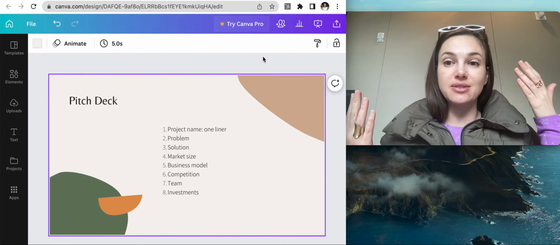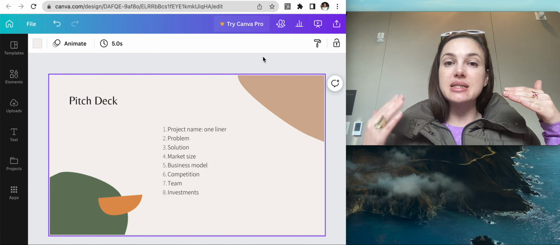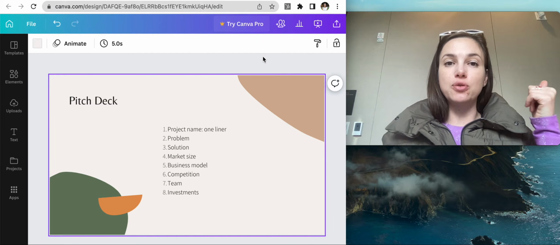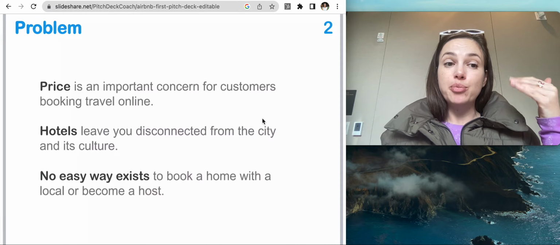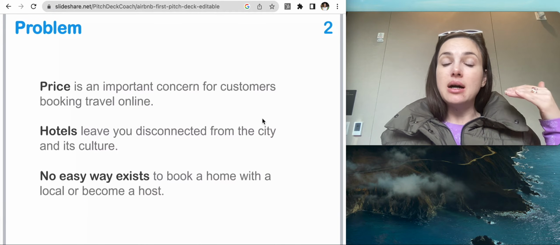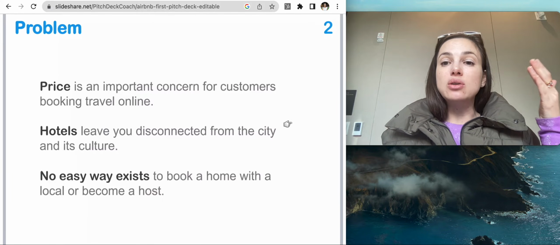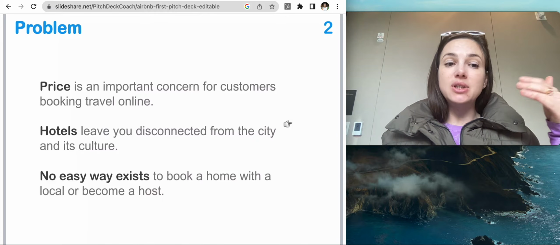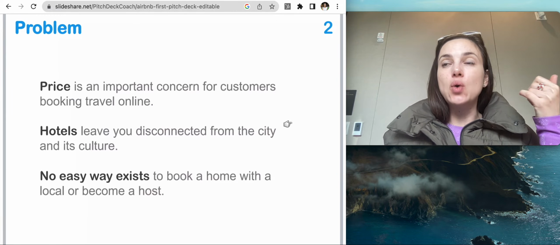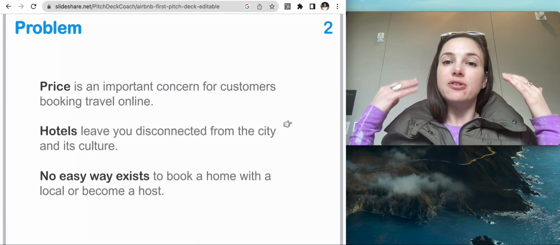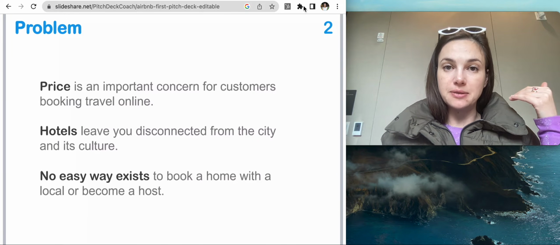Next, slide number 2, you have to explain the problem that exists on the market, because you create your product not because you think it's very interesting, beautiful, etc. You create your product because you think there is some problem on the market and you solve this problem. So if we look at Airbnb, they talk about price, that it's very expensive to book hotels when you travel. You don't get in touch with the city when you live in a hotel. And there is no way to book a home with locals and stay with them. So they first explain the problem. There is a problem like that on the market.